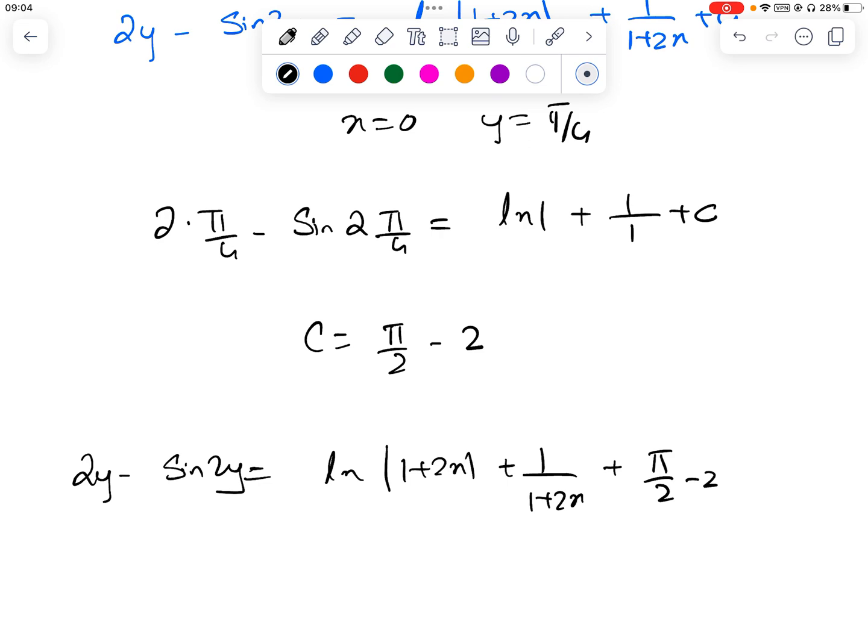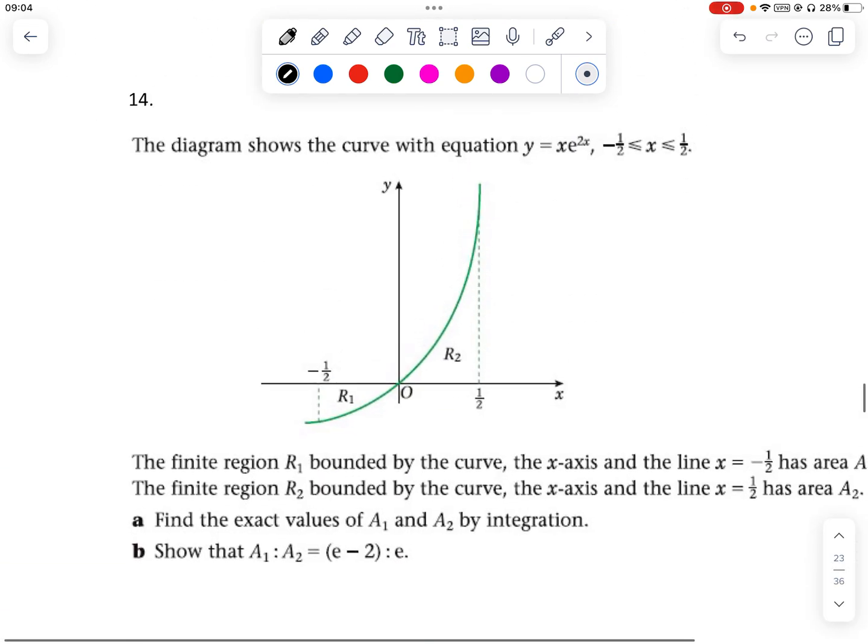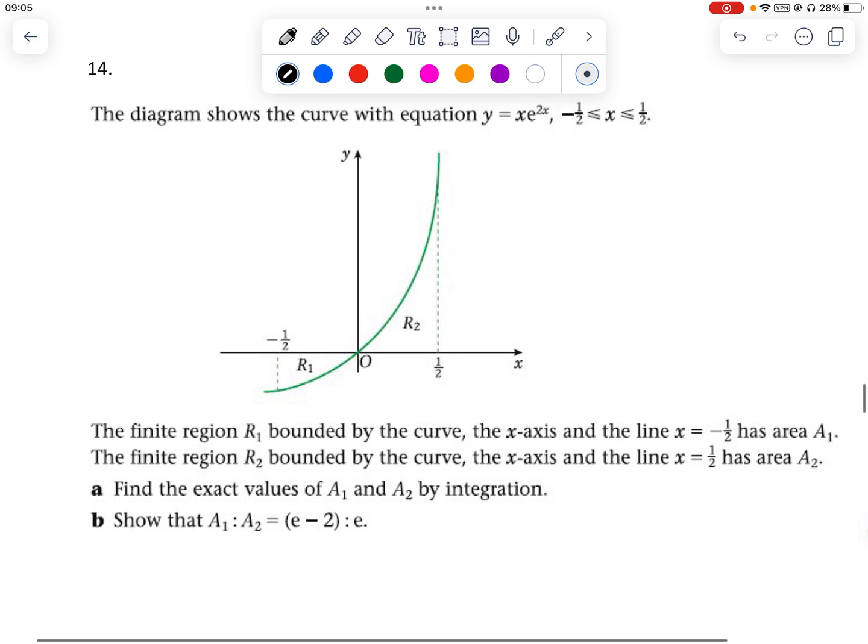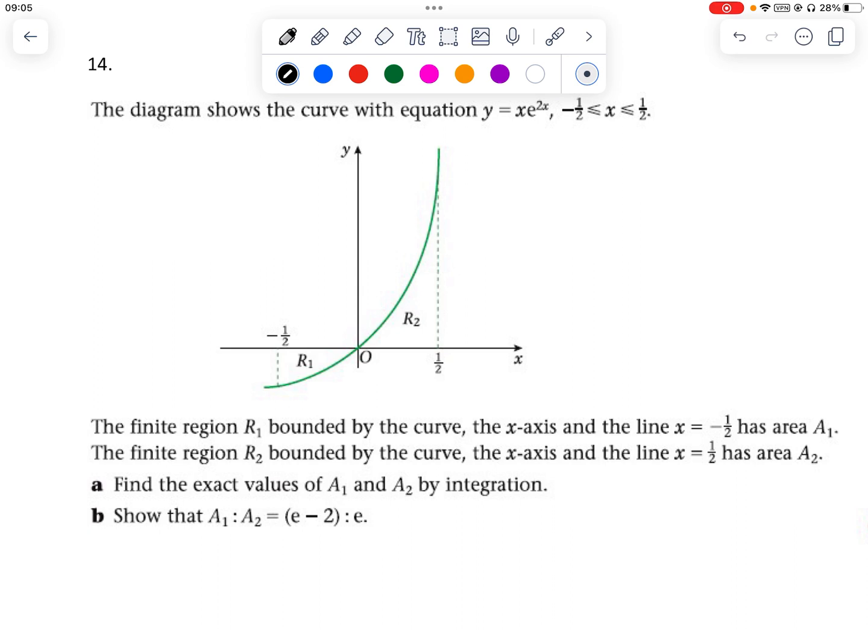So going to the next question. The diagram shows the curve with an equation y equals x e to the power of 2x minus 1 upon 2. Then the finite regions R1 and R2 are given. Find the exact values of A1 and A2 and show that A1 upon A2 equals e minus 2 upon e. That is what we've been asked to find out.